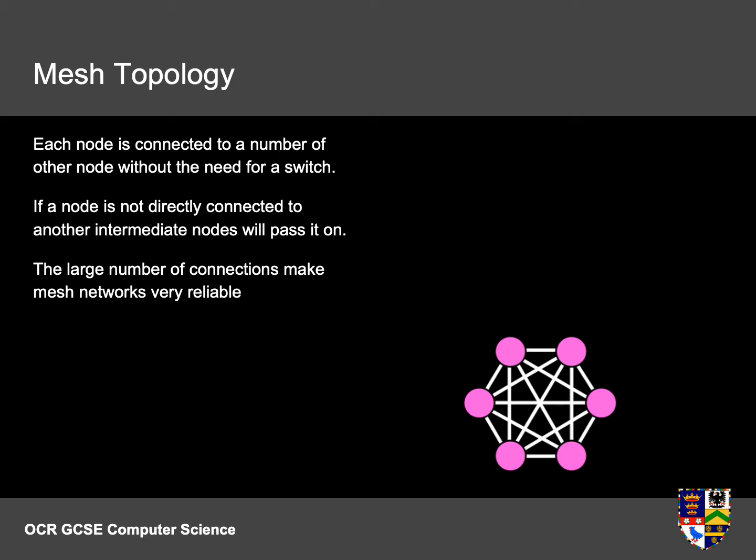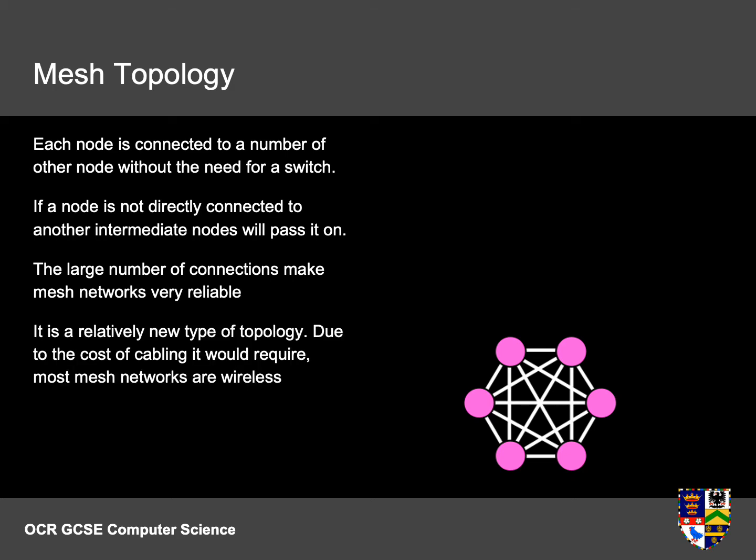Now, the number of the connections on there makes it incredibly reliable. So if one connection was to fail, or one of the nodes was to fail, the data could be passed on through the other ones, and it would try and find the most optimum route to get to its destination. Now, it's a relatively new topology, and if you just simply look at the image, you could guess how much it would cost to cable a network like this. Most of these types of networks are actually wireless.